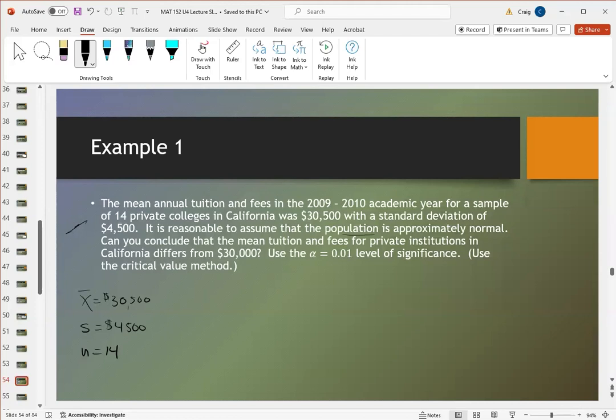And then can we conclude if the mean tuition for private institutions differs from $30,000? We're going to use an alpha level of 0.01 in this case. So 1% rather than 5%. And the critical value method.